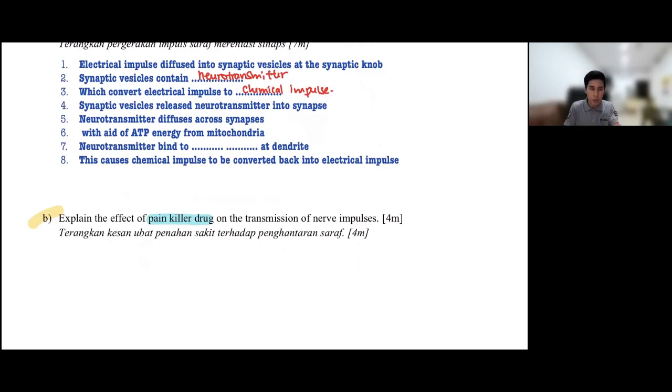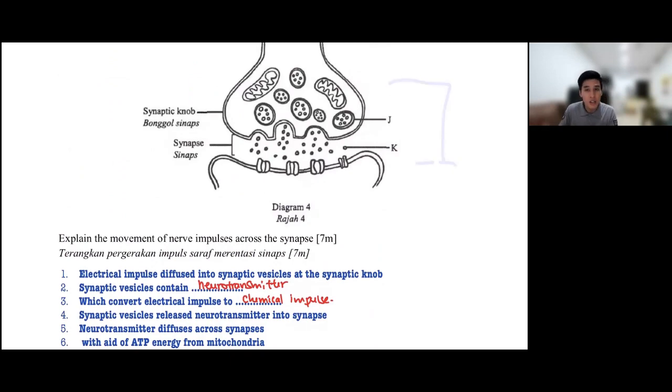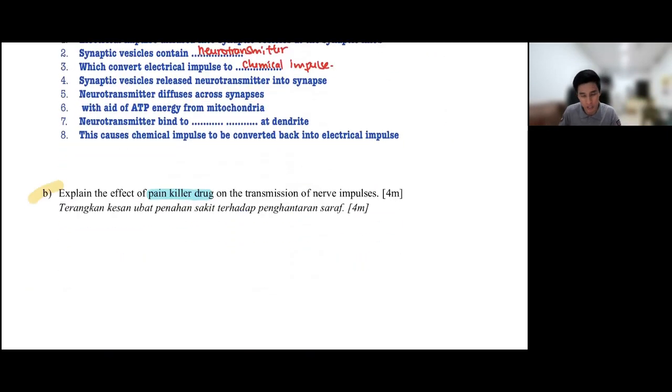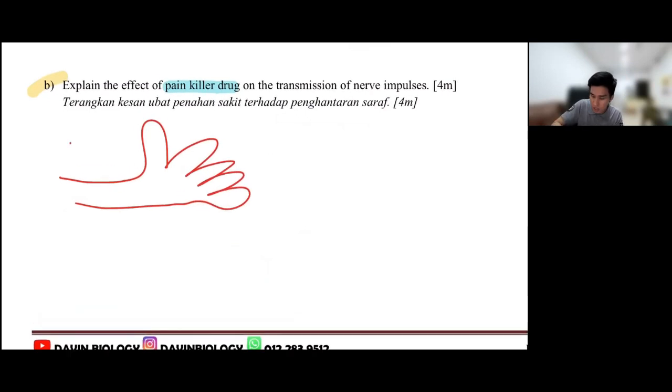Okay, so you know that you eat painkiller, right? After you eat already, you don't feel pain. You had leg pain, butt pain, eat already, then no pain already. So painkiller drug actually affects this process over here that makes you feel no pain. Okay, so how exactly? First, let's say this is your arm. Let's say somebody takes a knife and cuts you and then your blood sprays out. You feel very much pain.